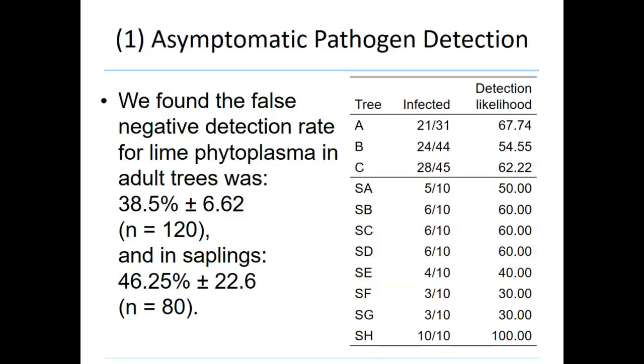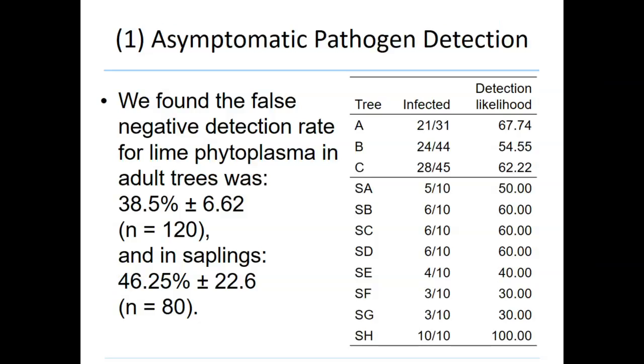Across all the adult trees, what we found was that on average, if you took, say, 100 leaves from a tree, 38 and a half of those will tell you that it's not infected, and 62, the remainder, will tell you that it's infected. And a very similar, slightly greater amount was also found in the saplings, the young trees.